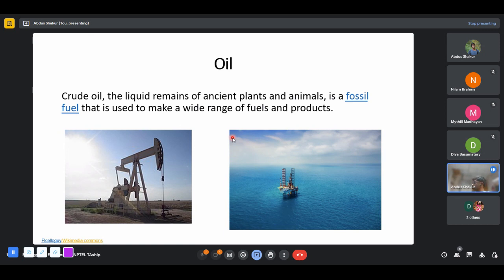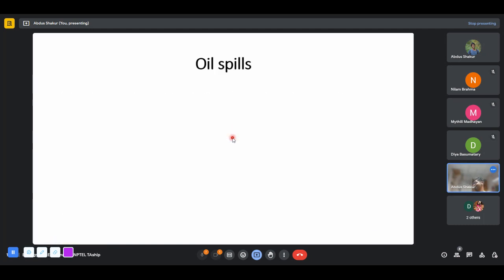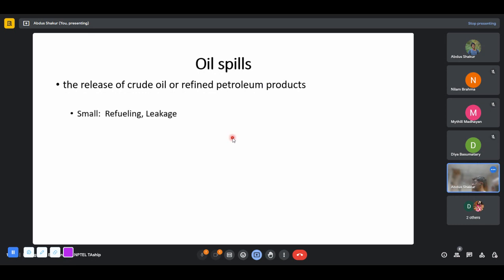formations. So what happens is we end up spilling a lot. It's not like we are not careful. Even though we are careful, it happens sometimes. Here the oil spills refers to the release of crude oil or refined petroleum products. This can happen either on the land or on a water body. Most of the reasons why this happens could be refueling, or leakage from some of those components that store these oils, which can lead to small scale oil spills.